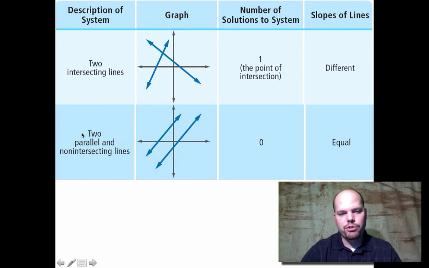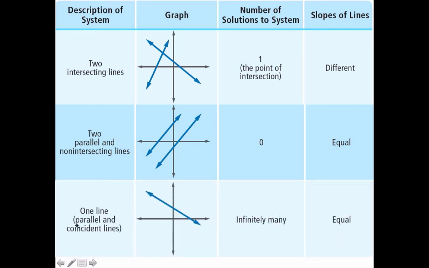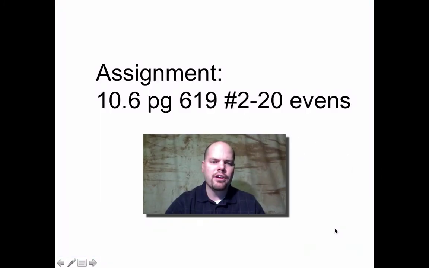Okay, if we have two parallel and non-intersecting lines, there are no solutions, but the slopes are equal. And then we can have one line because they're parallel and they're coincident, so it appears to be one line because they're actually reduced to the same equation, or would be put in the same slope-intercept equation. So there's infinitely many solutions, but the slopes are also equal on that. All right, that wraps this up.